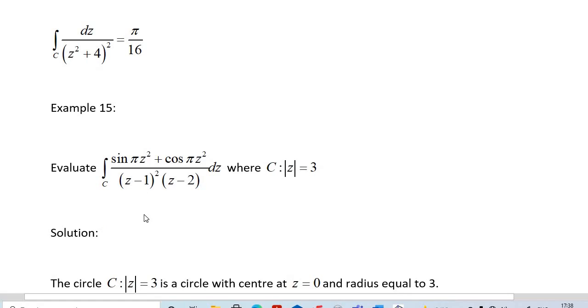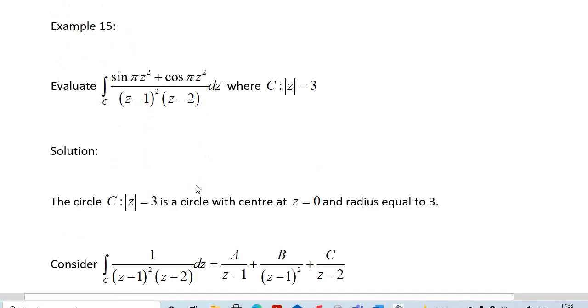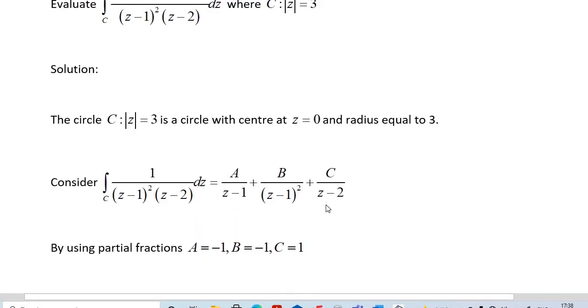So next question. Integration over C of (sin πz² + cos πz²)/((z − 1)²(z − 2)) dz, where C is the contour |z| = 3. Here a is 1, and here a is 2. So first we want to do partial fractions.